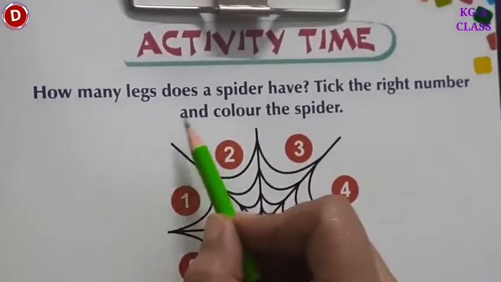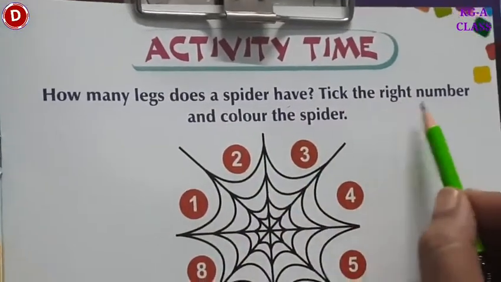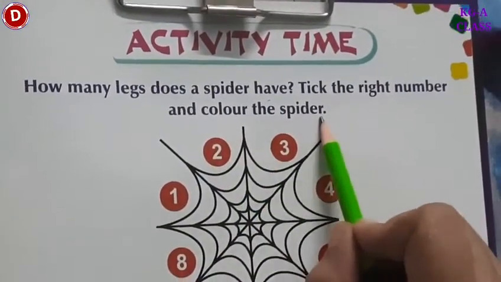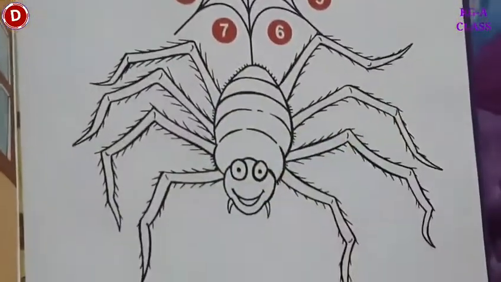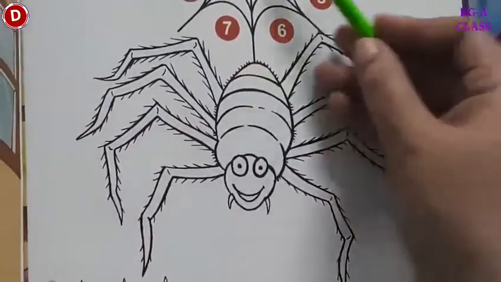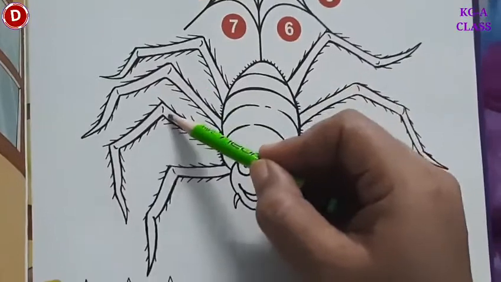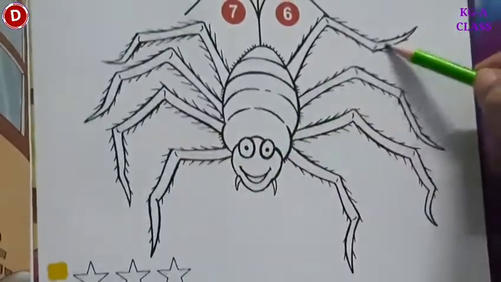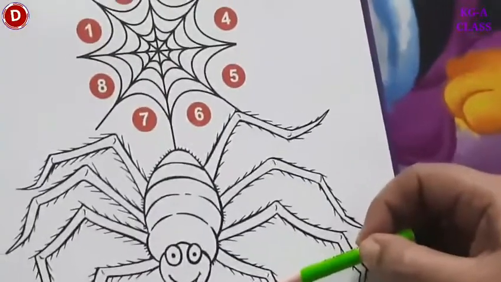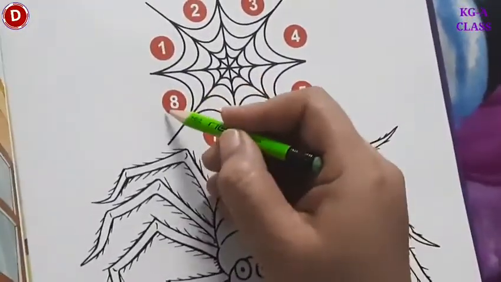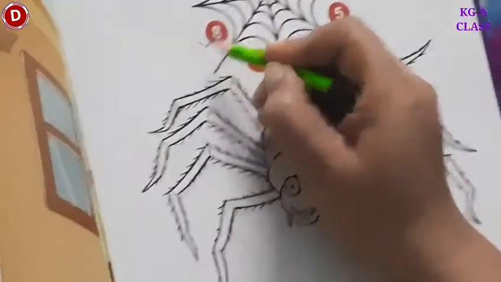Alright children, so what we have to do? Look, how many legs does a spider have? Tick the right number and color the spider. Children, we have to count the legs of the spider. Let's count it and then we will tick the correct number. 1, 2, 3, 4, 5, 6, 7, 8. So, spider has 8 legs. So, tick this number like this with a pencil.